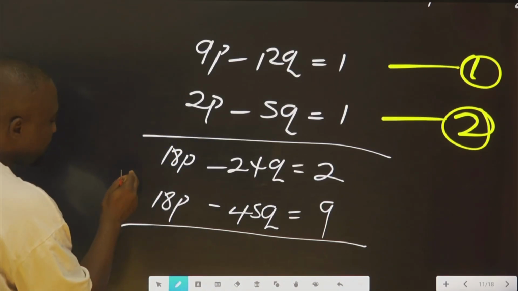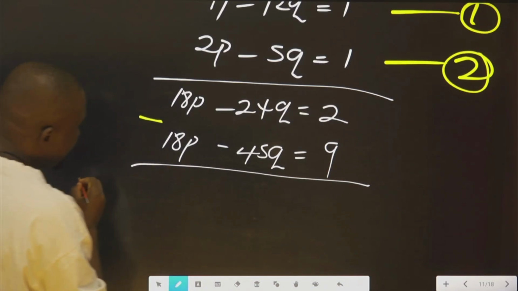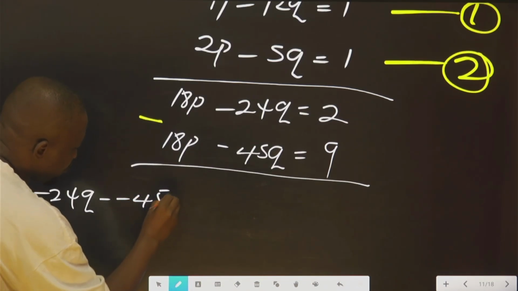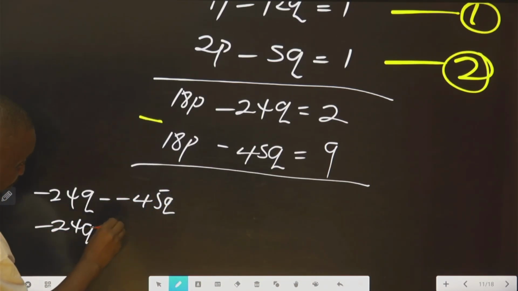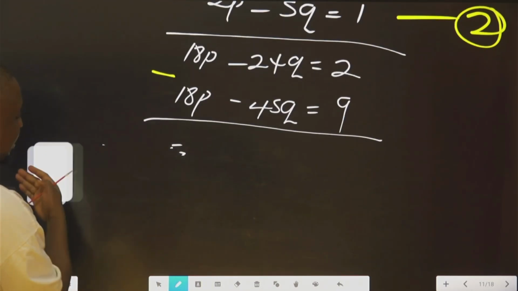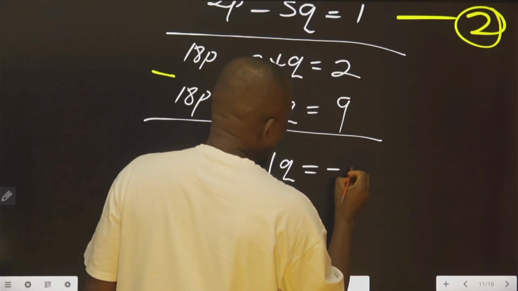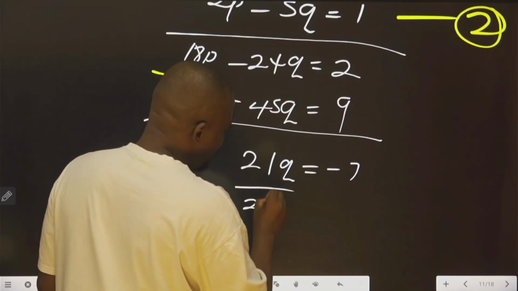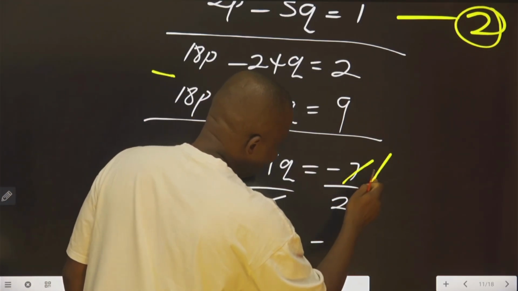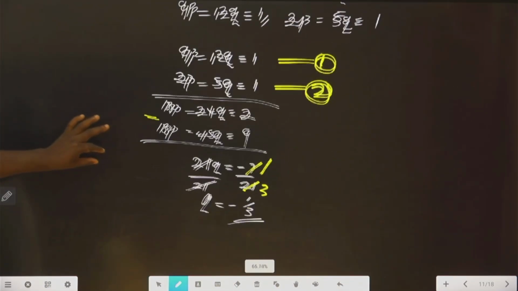So now I can put minus here to say this minus this to have here 0. This becomes minus 24Q minus 45Q. And you agree with me, that is minus this plus this. And this will give us 21Q. So therefore, I'm going to put 21Q here as equal to, if you subtract this, I'm going to have minus 7. Divide both sides by 21 so that Q will remain alone to have minus 1 here, 3 here. That is minus 1 over 3. Okay?